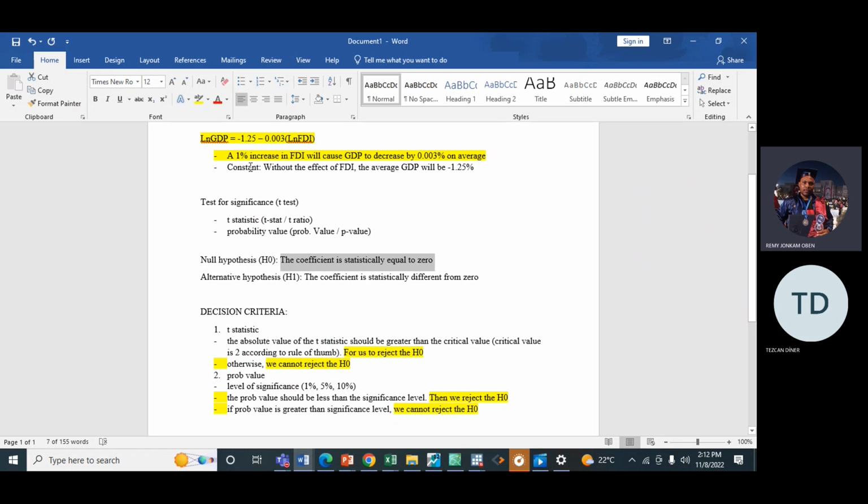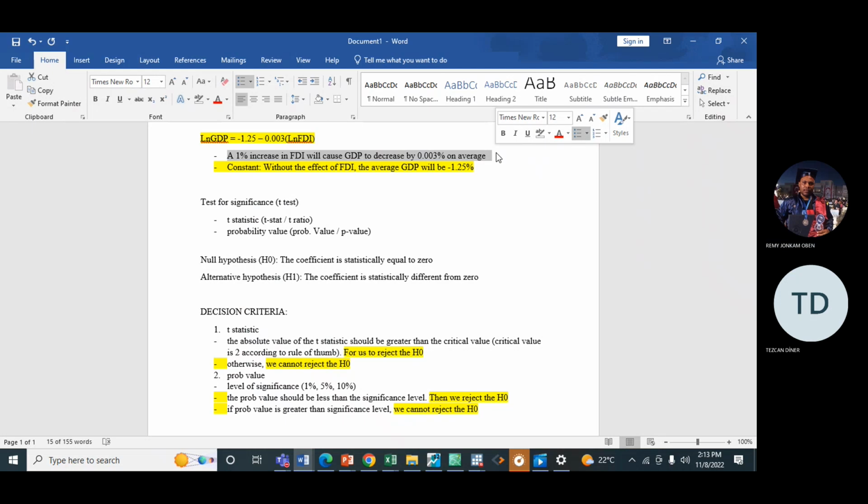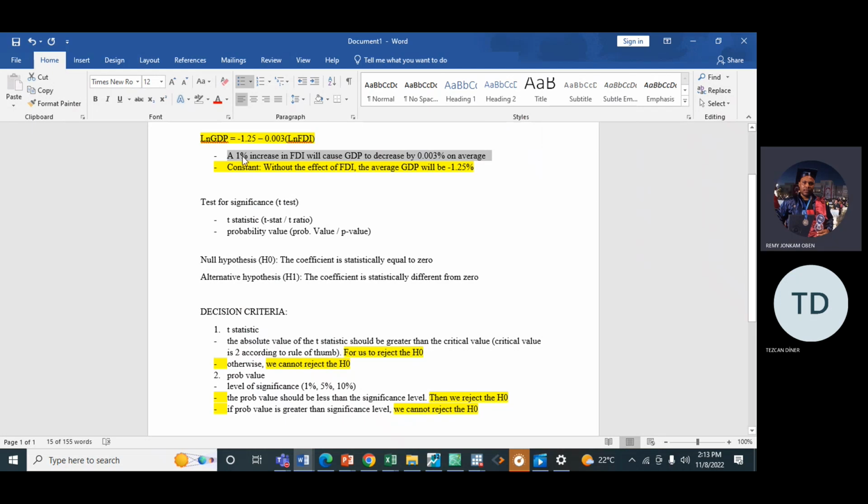Therefore, we're supposed to interpret the constant, but for this one there is not supposed to be any interpretation. So this interpretation that I've done here, I was not supposed to do it, right? Because we don't interpret insignificant results. So you cannot come here and say a 1% increase in FDI will cause GDP to decrease. You don't do that. Why? Because the coefficient is not significant.